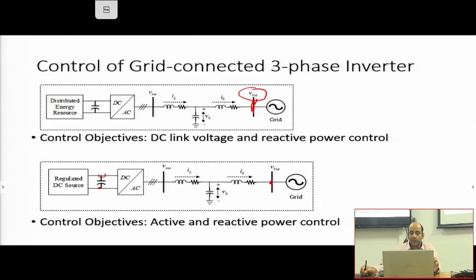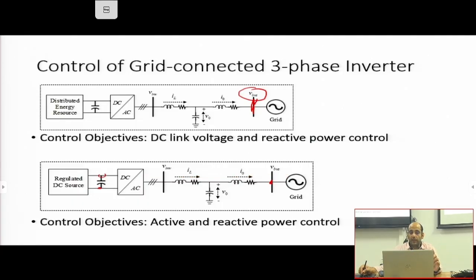So what happens when you change the current that flows in this circuit? Your active or reactive power gets changed. Depending on the magnitude of the current and depending on the phase angle of the current, your active and reactive power gets changed. So one objective could be to control the P and Q, active and reactive power, that is injected into the grid.